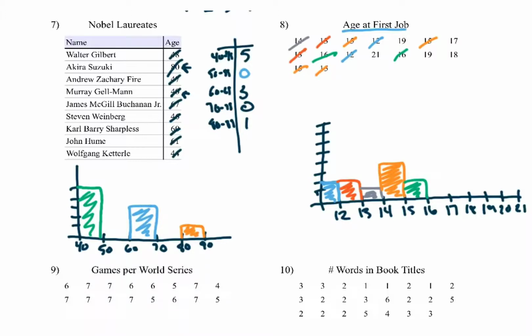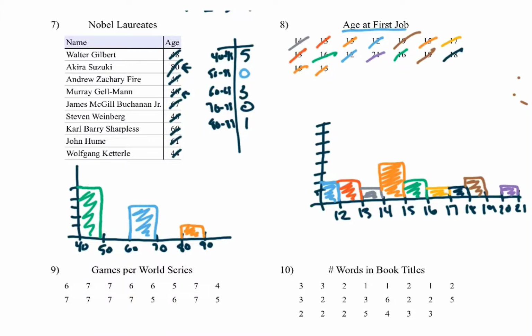17, we have 1. 18, we also have 1. Then 19, we've got 2, so up to 2 again. And then none at 20, and then 1 at 21. So our histogram would look something like that.